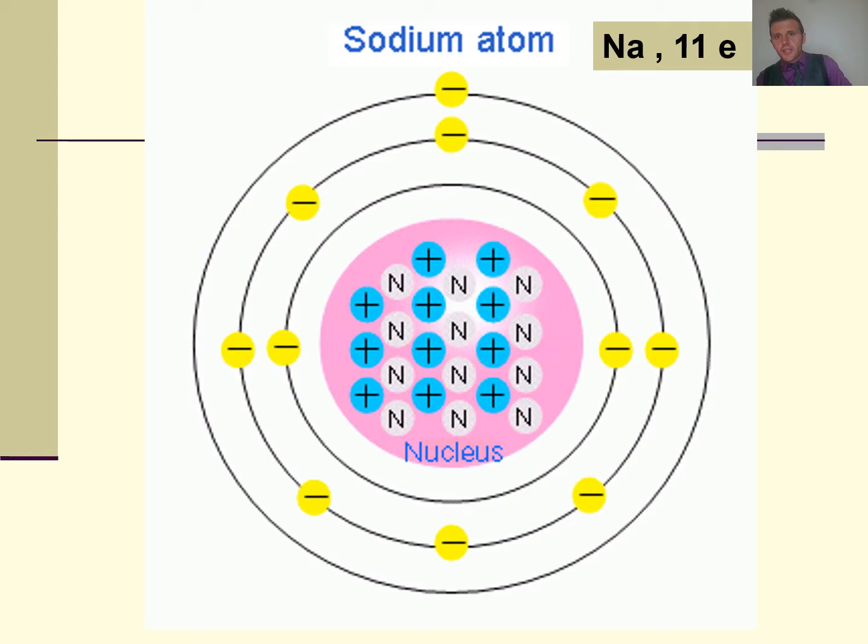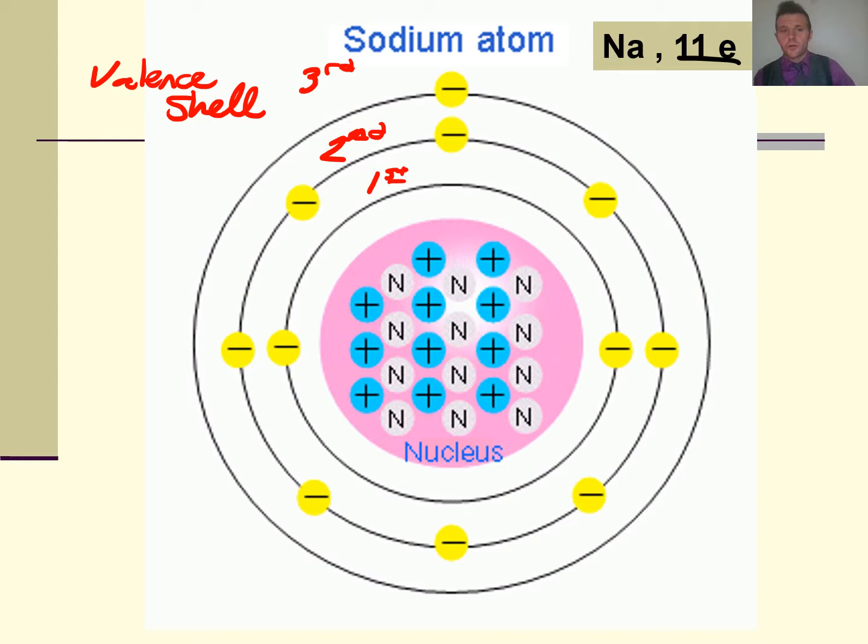I know that because I can count up the 11 electrons. I'm not going to do that for you. I'm sure you can do it on your own. But I do want to take a little bit of time to review this part. Remember, these electrons are outside of the nucleus, and they are organized into energy levels or shells. So this would be the first energy level, second energy level, and then this is the third, or what we would call the valence shell.